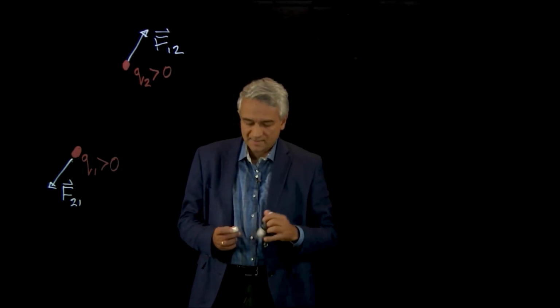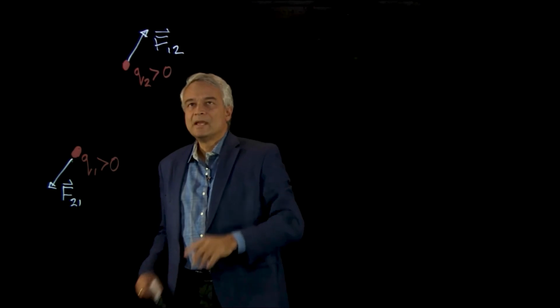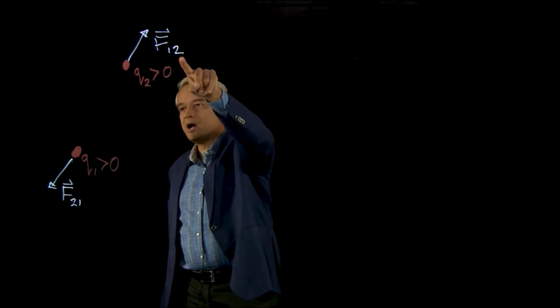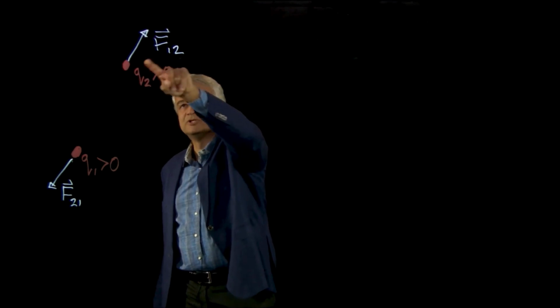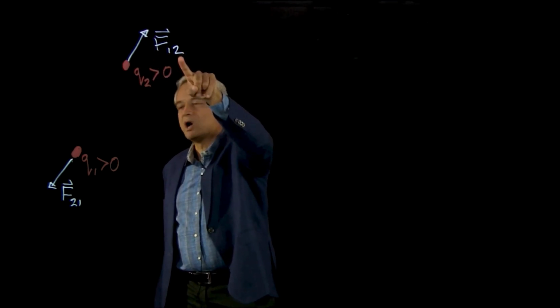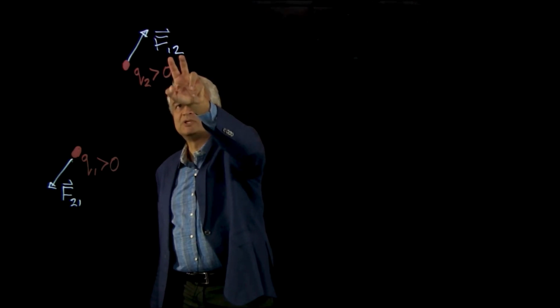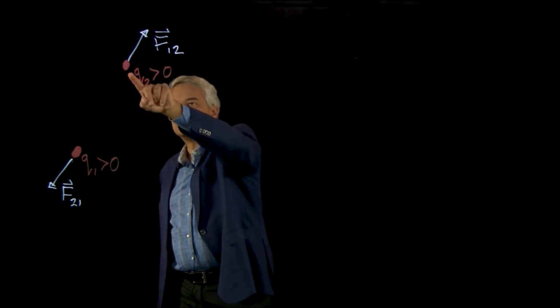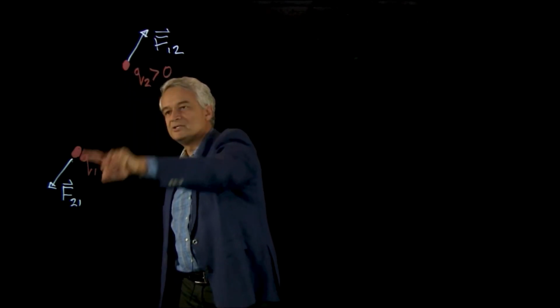So a word about this notation. When I write F12, what do I mean? I mean the force on object 2. The second digit here tells me that this force, shown by this vector, is the force on object 2 caused by the interaction between the two objects 1 and 2. So it's the force on this charged object caused by the interaction between these two objects.